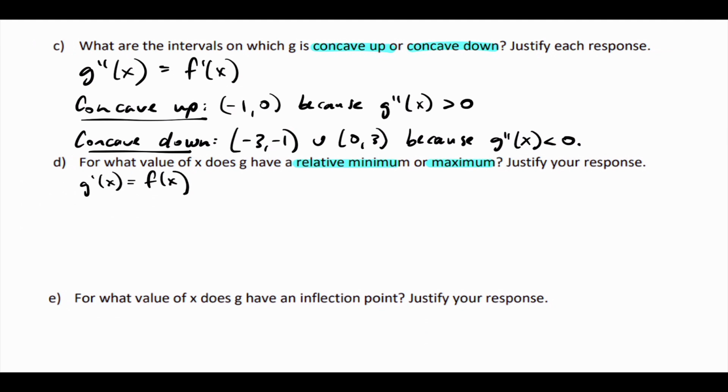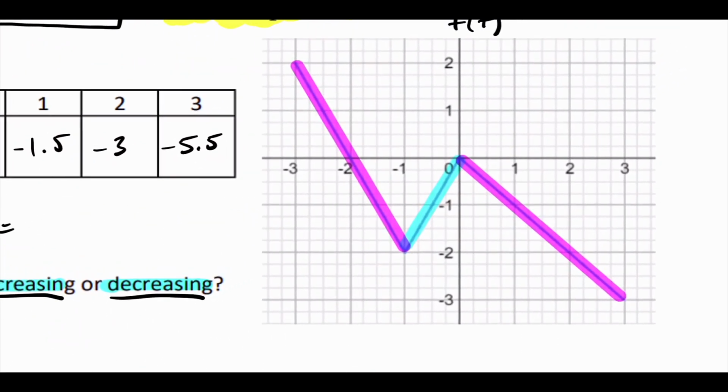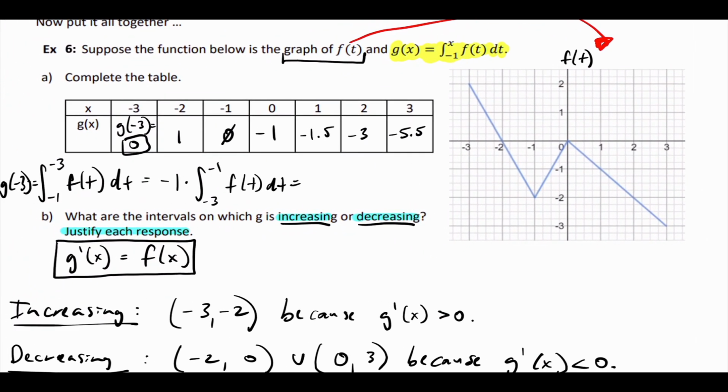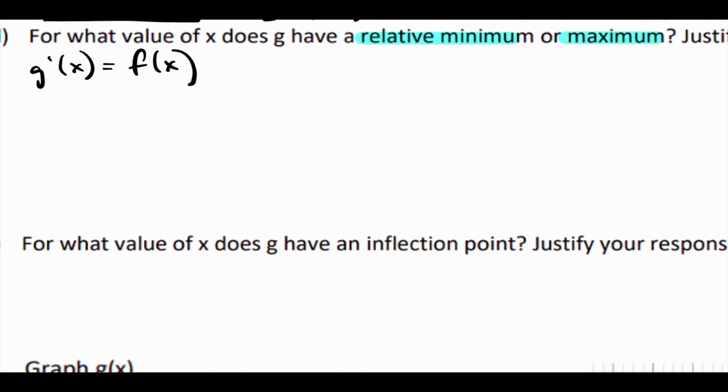When G prime or F changes signs, how do we know that? How are we going to know when they change signs? Are we saying by the graph? Could be by the graph, could be by the table. How are we going to know when either of those two guys changes signs? That's what I want you to think about. I'm not going to tell you the answer because you guys have done this before.